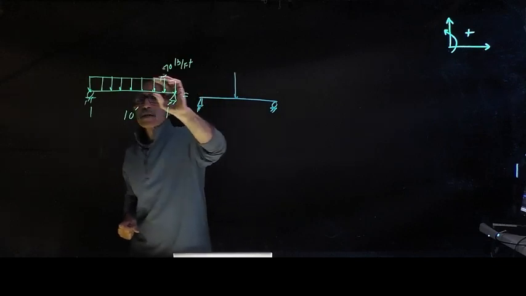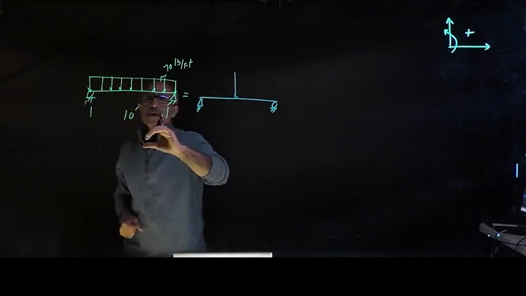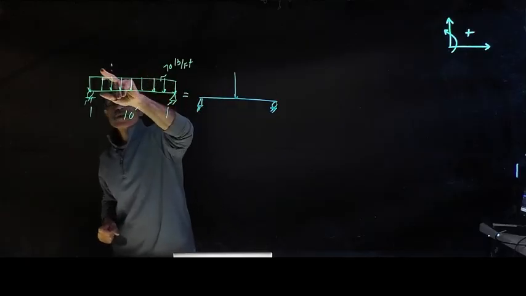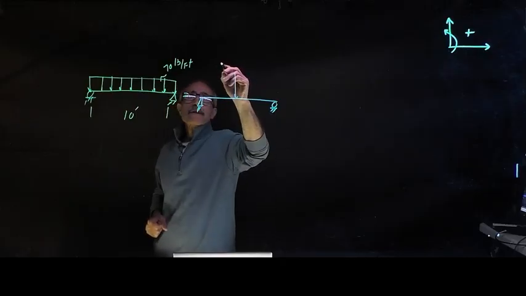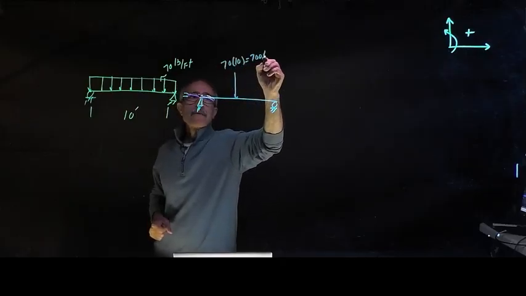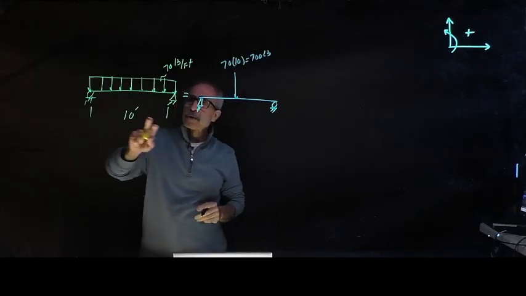This is a rectangular. The area of rectangular is what? Is length times height. The height of this rectangular is 70 pounds per foot. The length of it is 10. So this becomes 70 times 10, and that makes it 700 pounds. All right? These two basically equal.